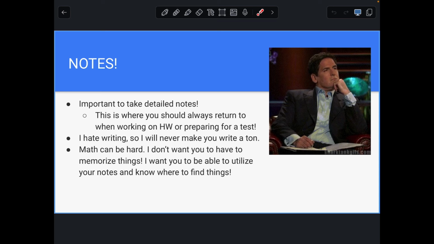For me personally, I hate writing. The way that I style my notes, I will never make you write a ton, because I wouldn't ask you to do things that I wouldn't want to do myself. Okay, so the way that the notes will work, you will see it will be a fill in the blanks situation. Okay, math can be hard. I don't want you to have to memorize things, but I do want you to be able to utilize your notes and know where to find things.